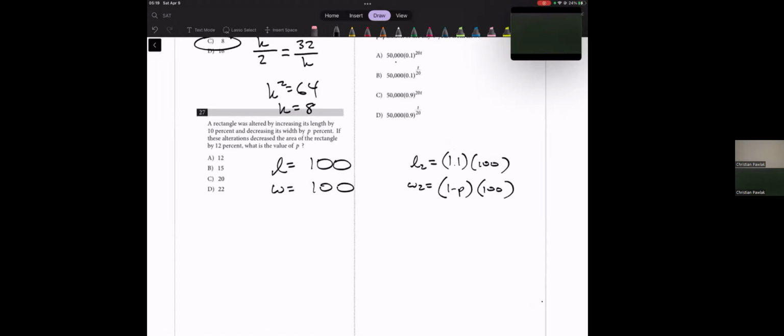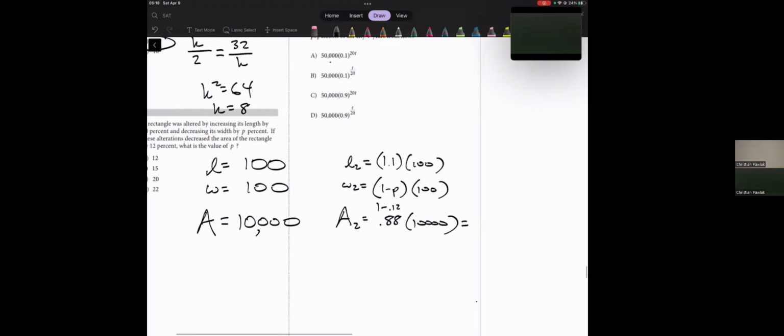So if these alterations decrease the area, what is the area here? The area is 10,000. I just multiply length times width. It's a rectangle. If these alterations decrease the area by 12%, that means A2 is equal to 0.88, which is the same thing as 1 minus 0.12, times 10,000. Then I would get 8,800.